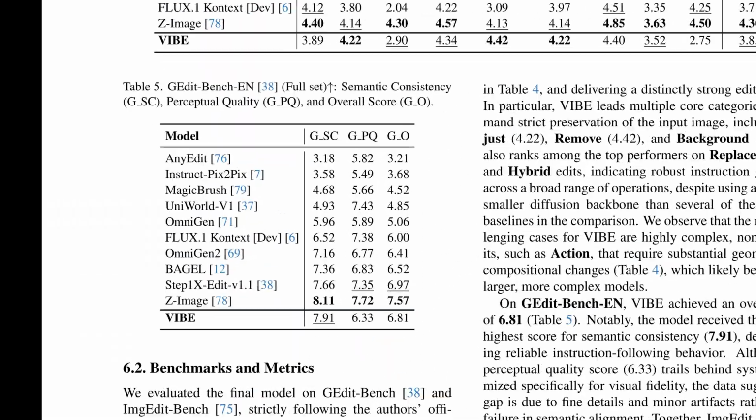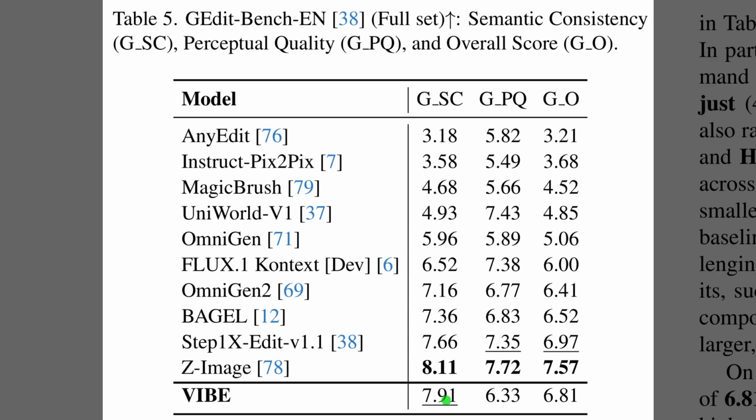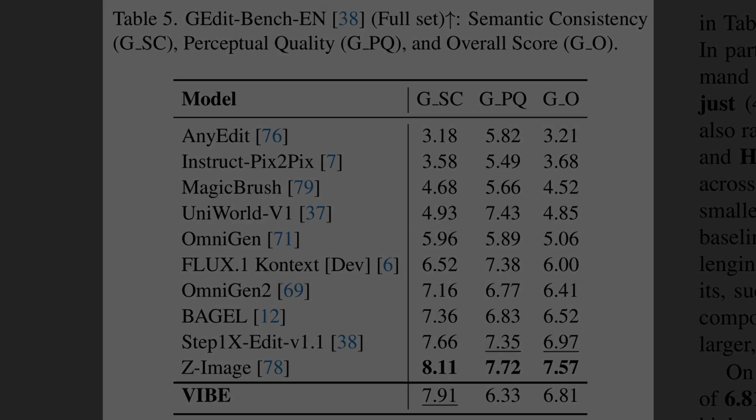With the training complete, Table 5 reports the model's performance on the G-Edit benchmark. The columns here track semantic consistency, perceptual quality, and the overall score. Notably, Vibe achieves a semantic consistency score of 7.91, placing it second among all methods, and ahead of heavier baselines. While its perceptual quality score of 6.33 is lower than top models like Z-Image, the paper argues this reflects a design choice to prioritize faithful, minimally invasive edits over aggressive redrawing.